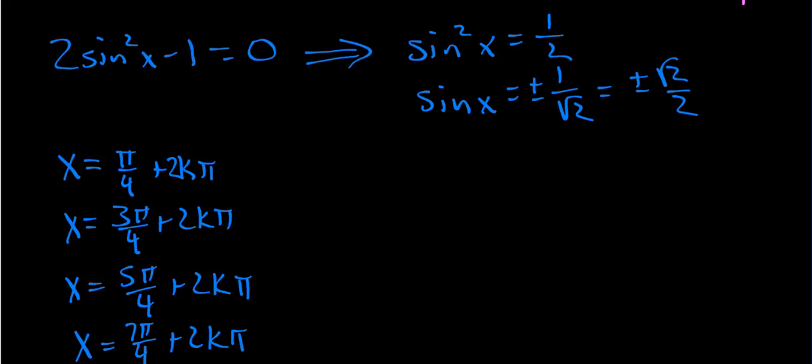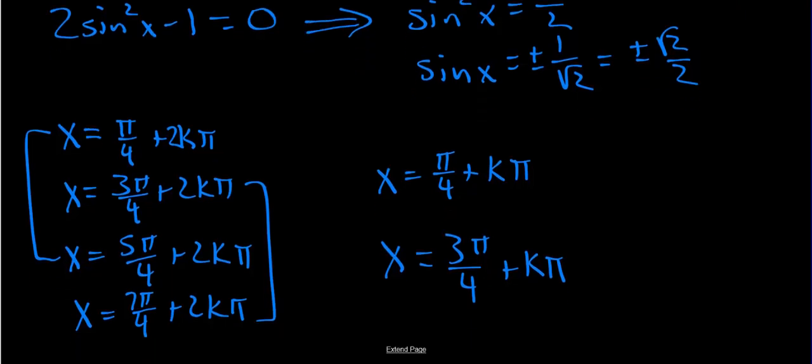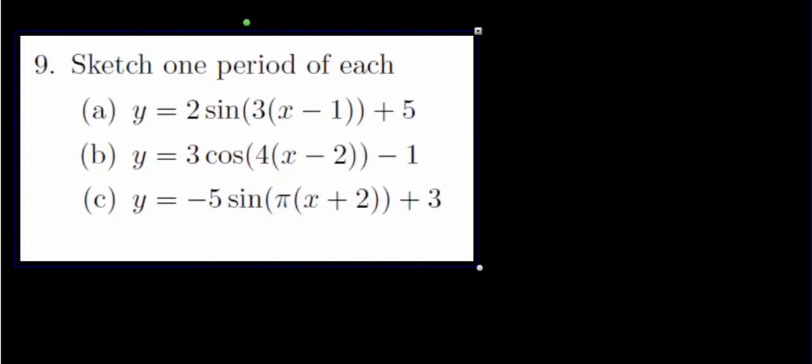Now you can combine these. You could say, well, x is equal to pi over 4 plus k pi. And that takes care of these two. See, pi over 4 plus 4 pi over 4, or pi, would give you 5 pi over 4. And then you can combine these two. Okay. So that's an example of solving those equations, finding all the solutions.